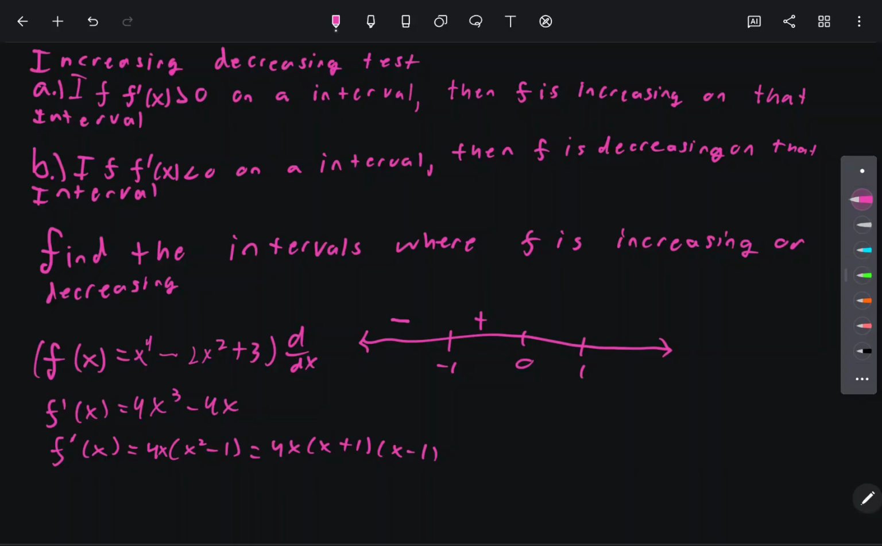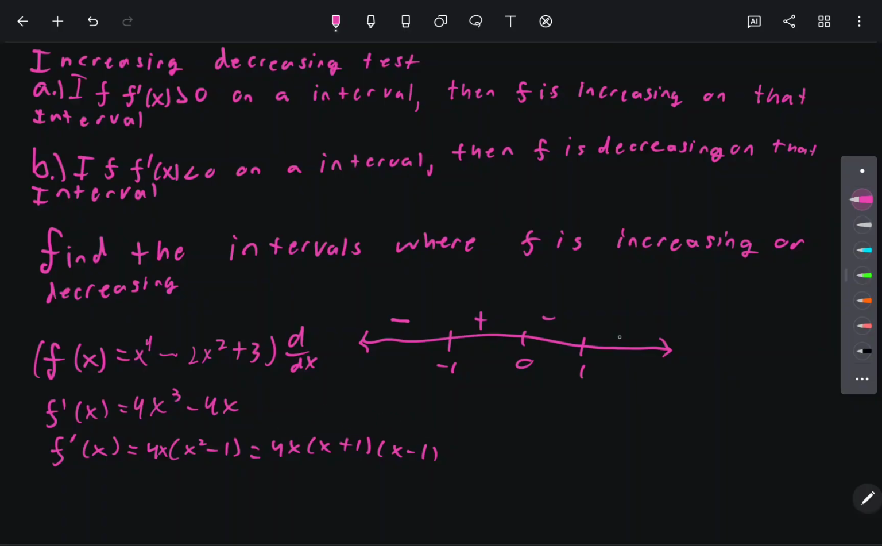From 0 to 1, we're going to plug in 1/2 or any number in between them. You're going to see that we're going to get 2 times 3/2 times negative 1/2. So this is a positive times a positive times a negative. So f prime is negative.